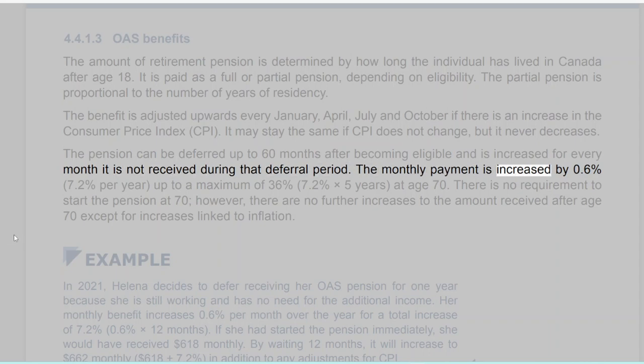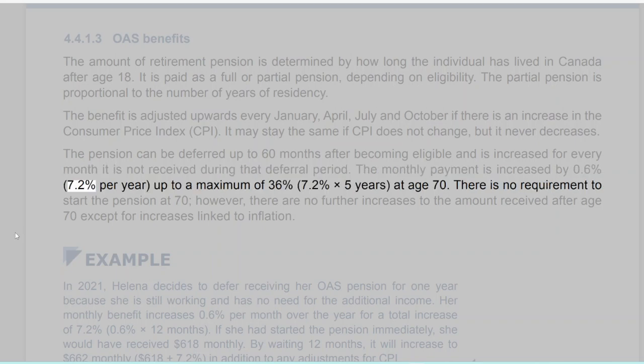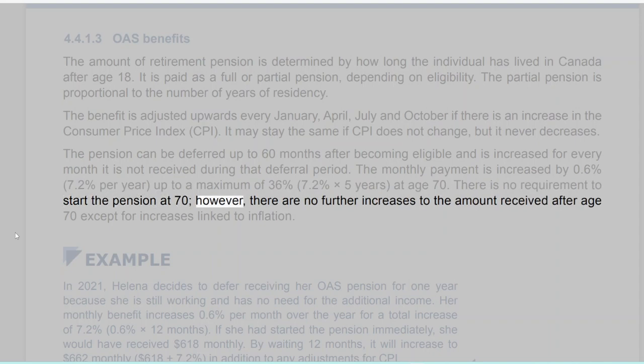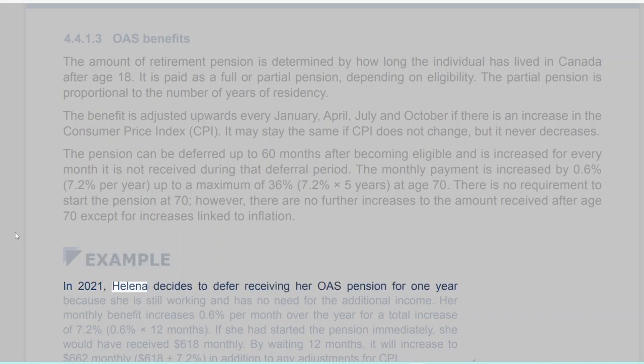The monthly payment is increased by 0.6%, 7.2% per year, up to a maximum of 36%, 7.2% times 5 years, at age 70. There is no requirement to start the pension at 70, however, there are no further increases to the amount received after age 70 except for increases linked to inflation. Example. In 2021, Helena decides to defer receiving her OAS pension for 1 year because she is still working and has no need for the additional income.